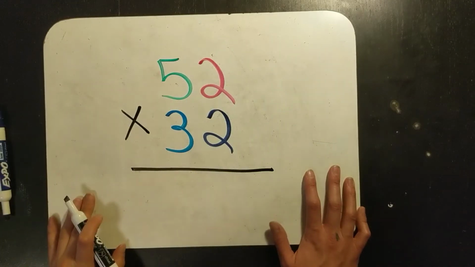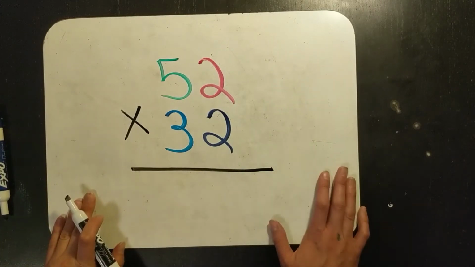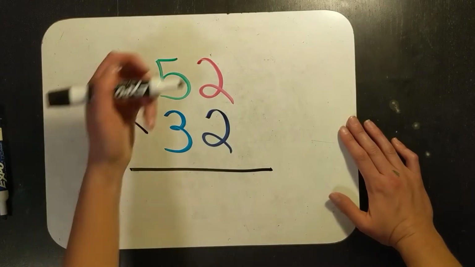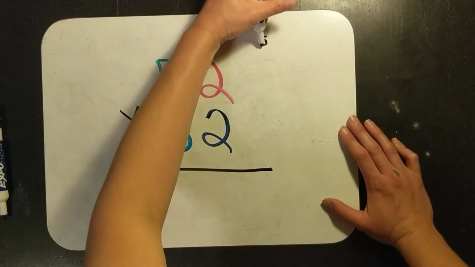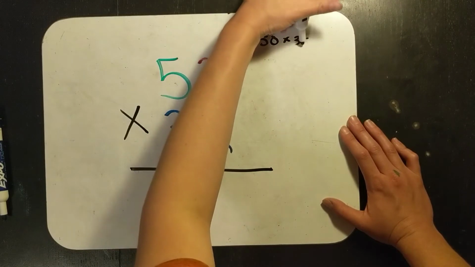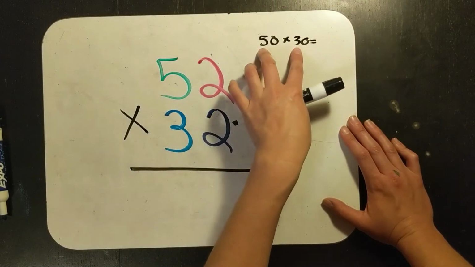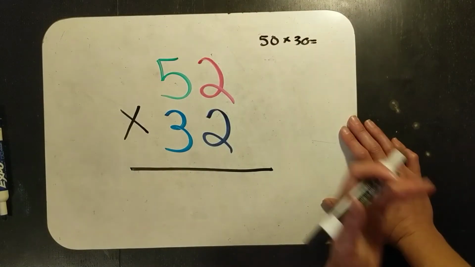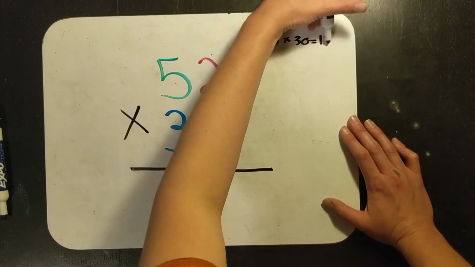We are going to do 52 times 32 using the standard algorithm. Please make sure that you estimate first. So maybe take the 52, round it down to a 50, take the 32, round it down to a 30, 5 times 3, and then put 2 zeros in. So 5 times 3 is 15, 0, 0.